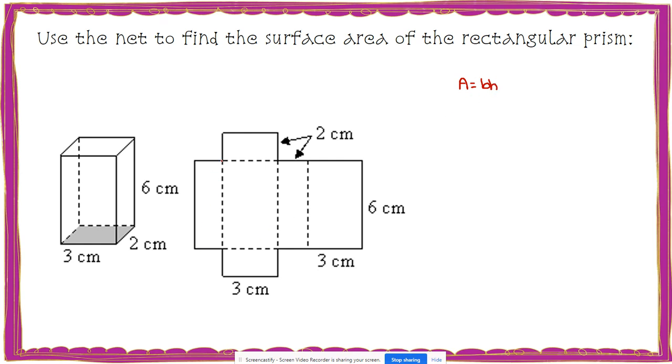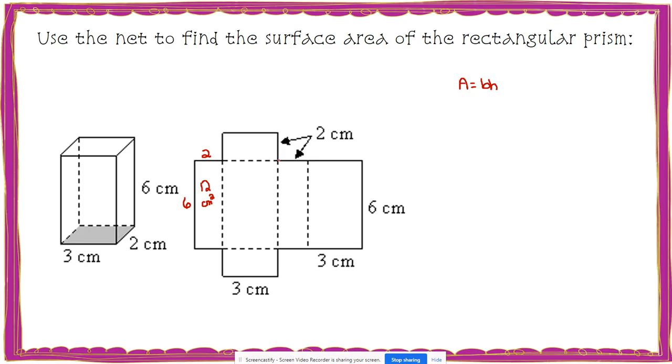So if I start with this first rectangle, I know that this longest side is the same as this, so it is 6. I also know that because this is 2 and this is 2, this side will fold up to meet this side, which means that this also has a measure of 2. So to find the area of this rectangle, I would multiply 6 times 2 to get an area of 12 centimeters squared.